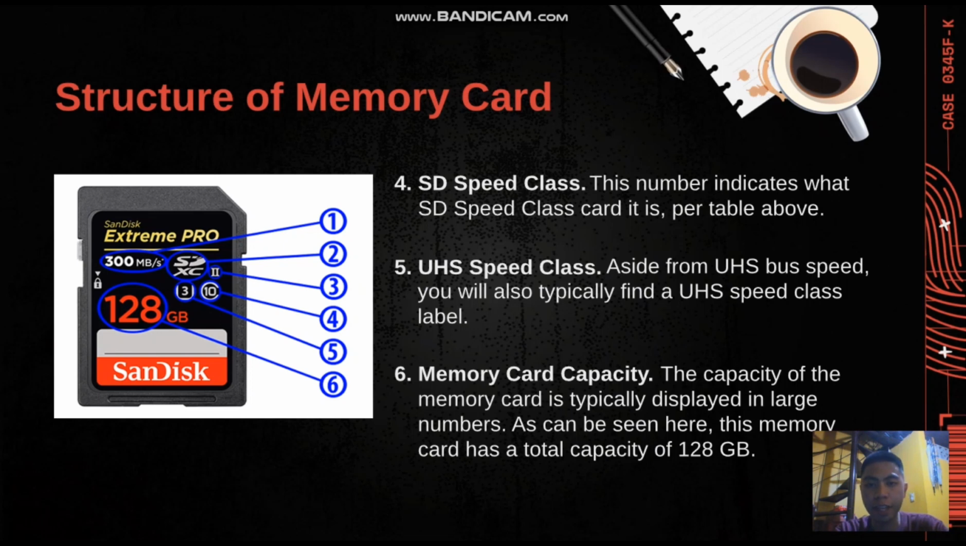So next is 5, UHS speed class. Aside from UHS bus speed, you will also typically find a UHS speed class label. So makita naman dito, ma'am, is 3, tulo na siyang klase, ma'am. U1, UHS speed class 1, minimum write speed of 10 MB per second, and second is U3, UHS speed class 3, minimum write speed of 30 MB per second. Yes ma'am, megabytes per second.